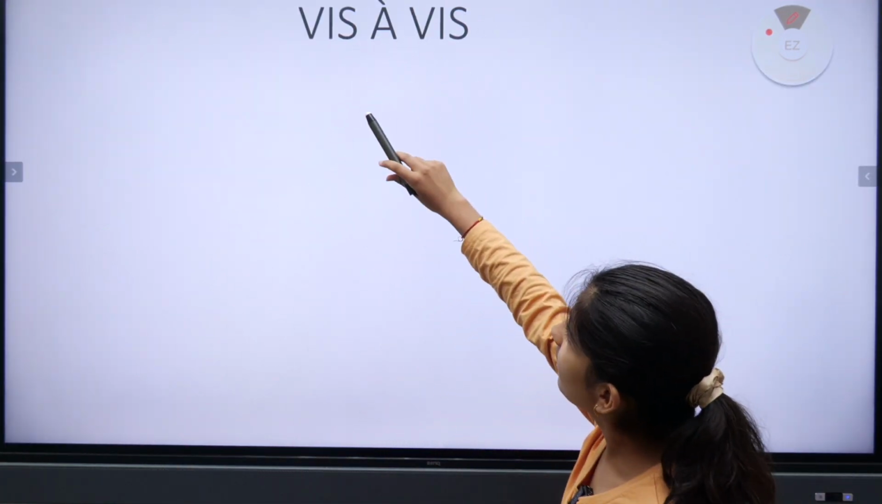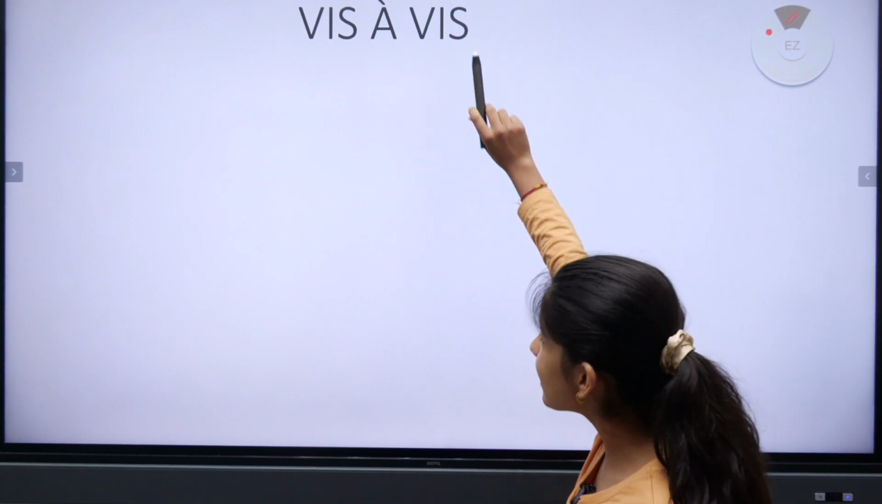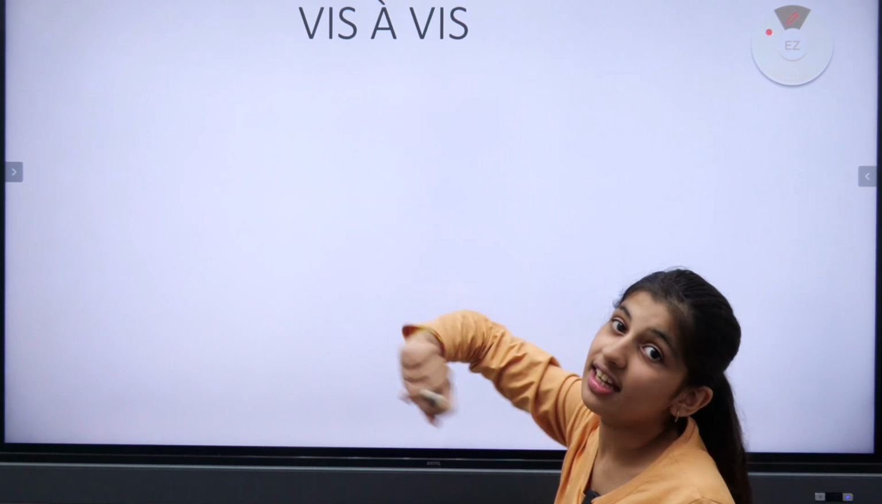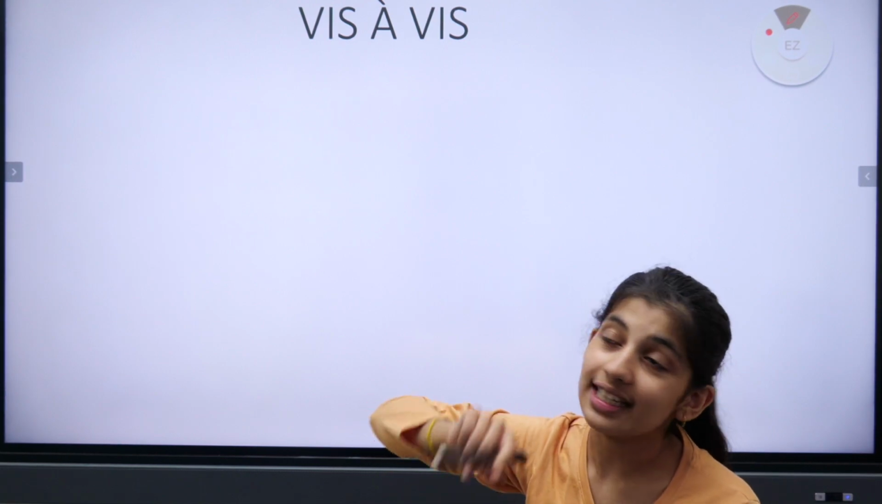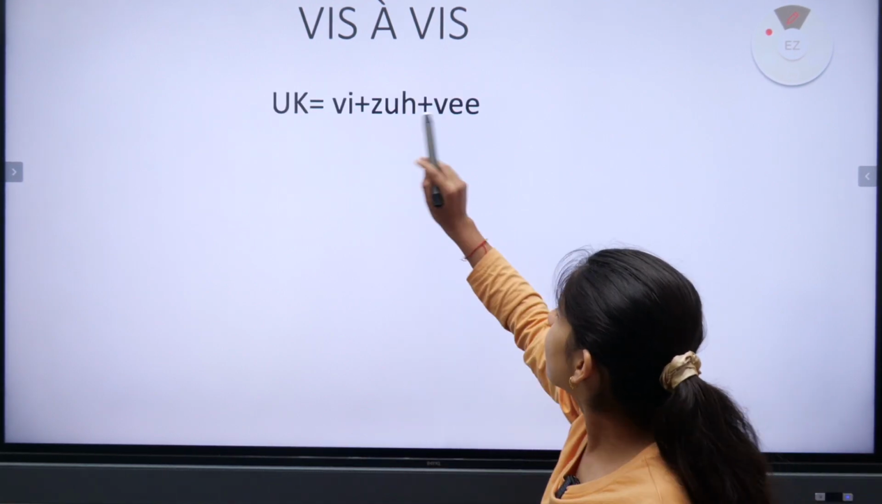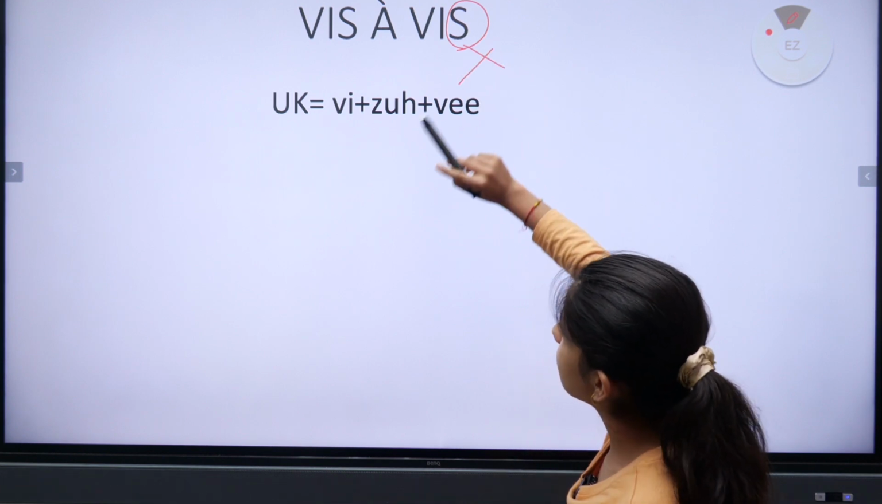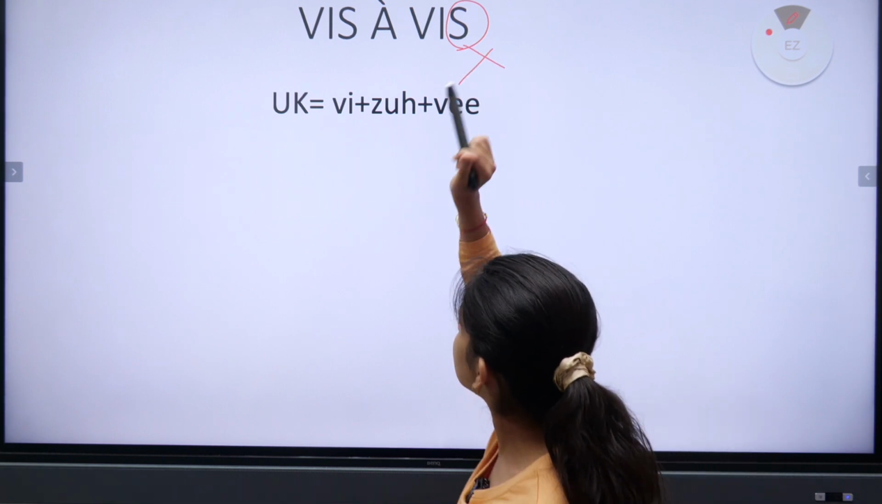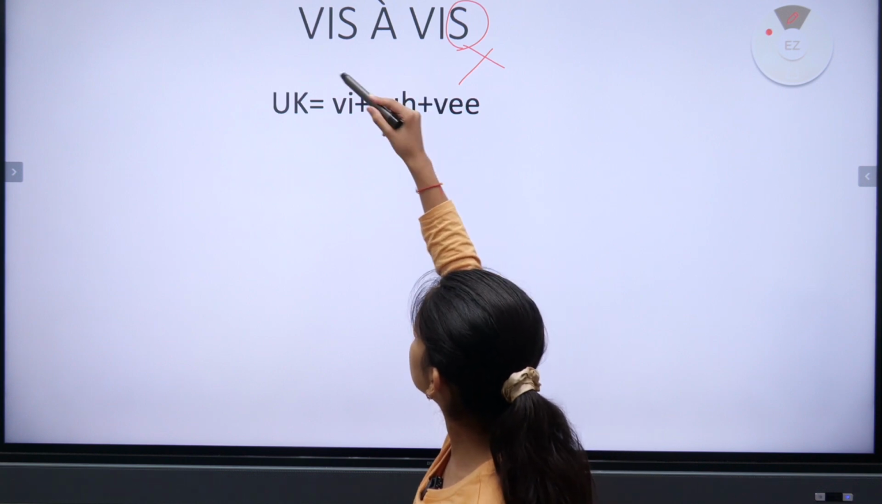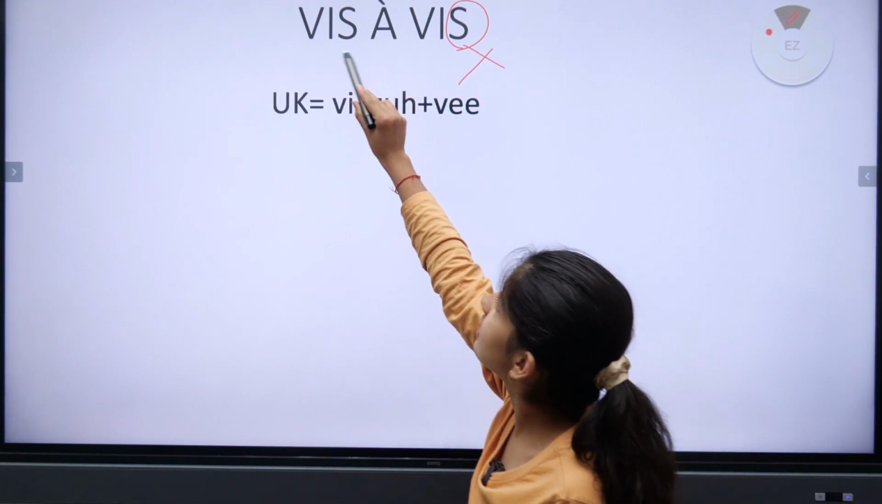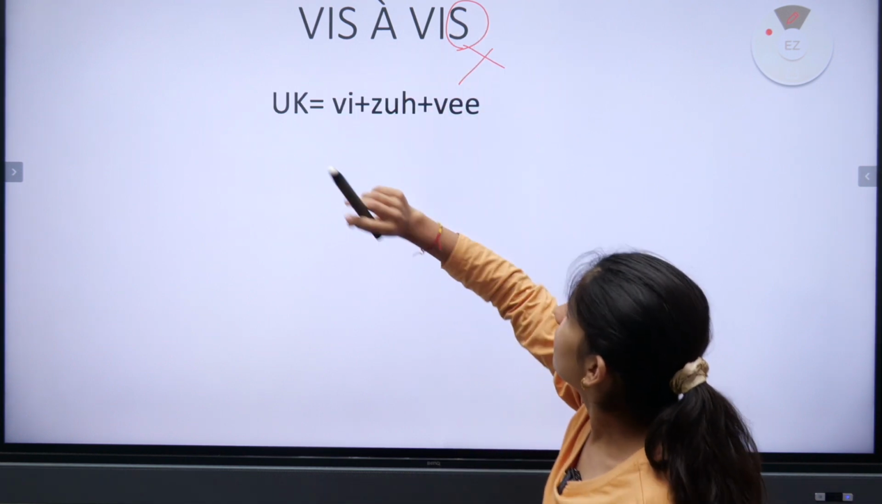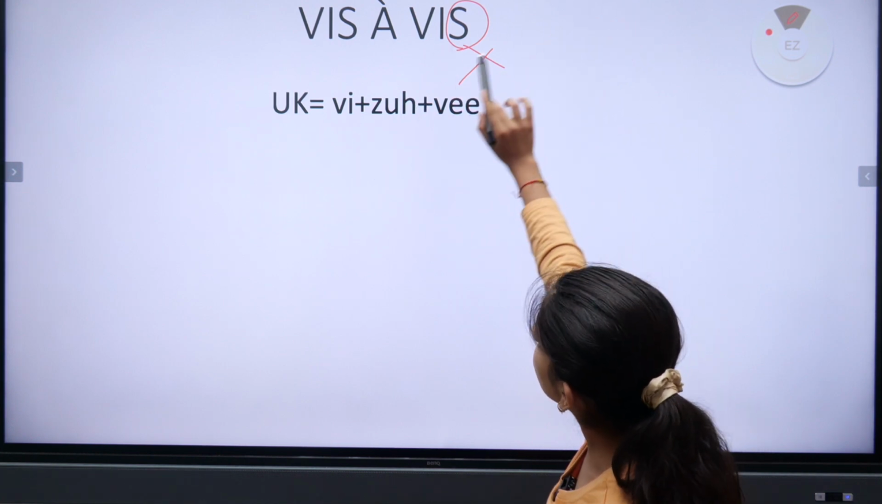How would you pronounce this word? Vis-a-vis or vis-a-vis? If yes, then you're wrong. The correct pronunciation is vis-a-vis. Here S is not pronounced. Thus it is vis-a-vis, and some of you pronounce it differently. It is not that. It is vis-a-vis.